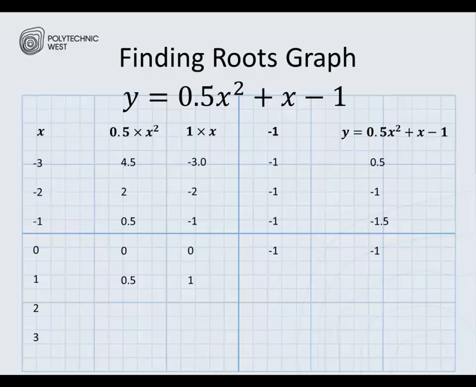0.5, 1, minus 1. And that's 0.5. 2, 2, minus 1. And that's 3. 4.5, 3, minus 1. Add them all together, 6.5.